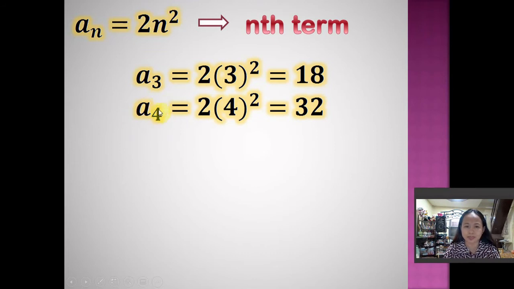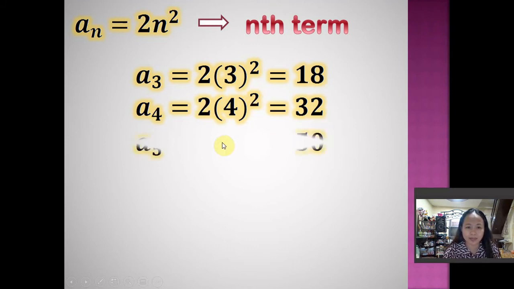Next, we have the fourth term. Since it's the fourth term, we will replace n with 4. This n here will become 4 for the fourth term. So again, we have 4 squared, 16. That's 4 times 4, so it's 16. Times 2, and that is 32. So our fourth term is 32. Again, square 4 first before multiplying it with 2. So that's 4 squared, 16, times 2, that's 32.